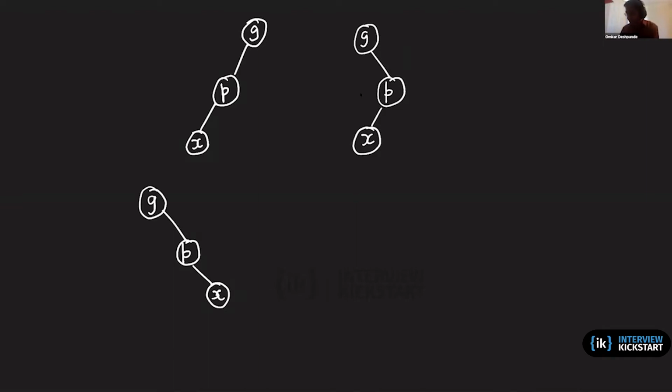Now, the grandparent itself, there are two possible cases here. One is the parent is the left child of the grandparent, and the other possibility is that the parent is the right child of the grandparent. Actually, let me make the symmetric case here. Maybe the parent is the right child of the grandparent, or maybe the parent is the left child of the grandparent.